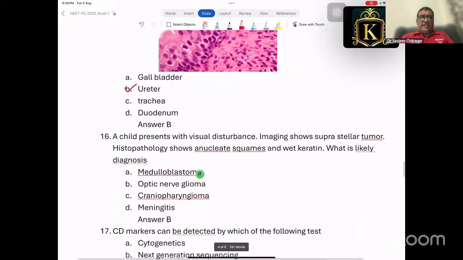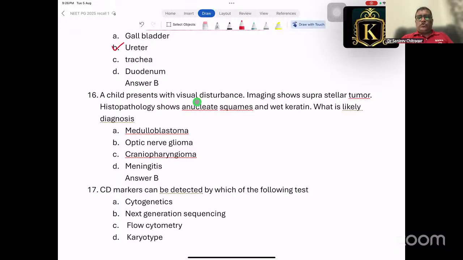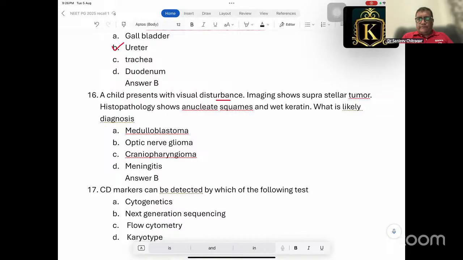Next, question 16. A child presents with visual disturbance. Imaging shows a suprasellar tumor, and histopathology shows anucleate squames and wet keratin. What is the likely diagnosis? Anucleate squames and wet keratin can be seen in a suprasellar tumor. I'm sure many of you would have diagnosed this based on suprasellar location. The answer is craniopharyngioma. That is the correct answer here.